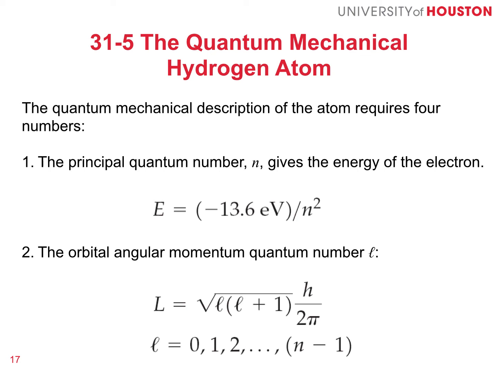The second quantum number, L, is associated with the orbital angular momentum of the electron that orbits the atom, and the orbital angular momentum is given by the square root of L times L plus 1, times Planck's constant h divided by 2 pi, and L can take any value from 0, to 1, all the way to n minus 1, where n is the principal quantum number.